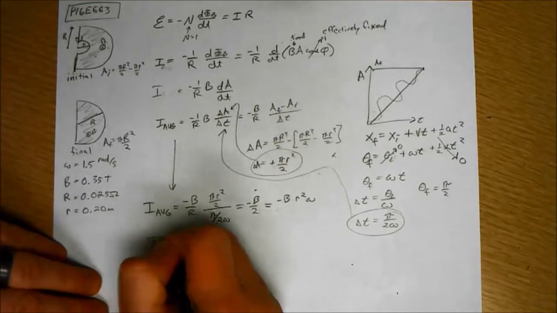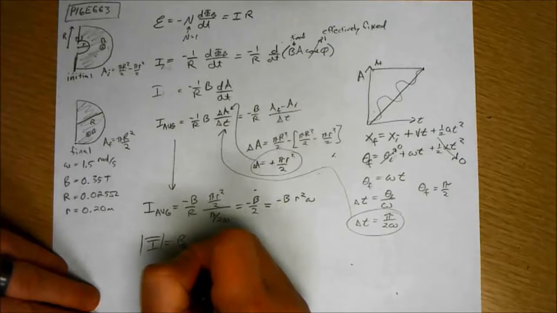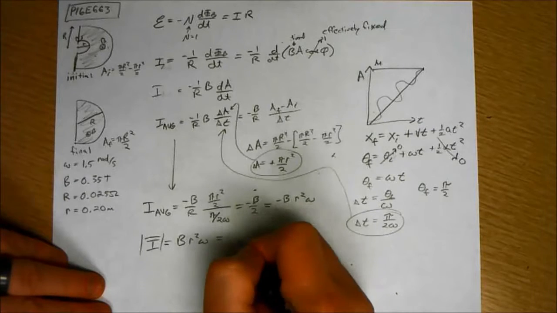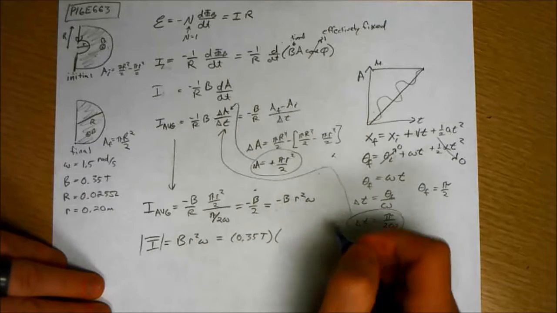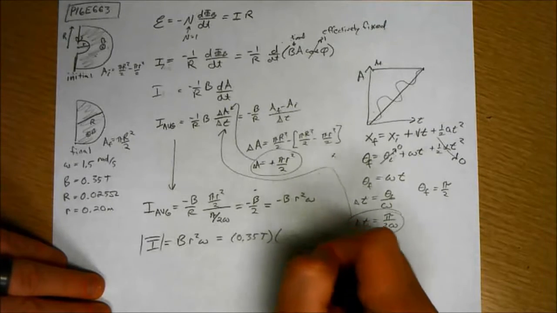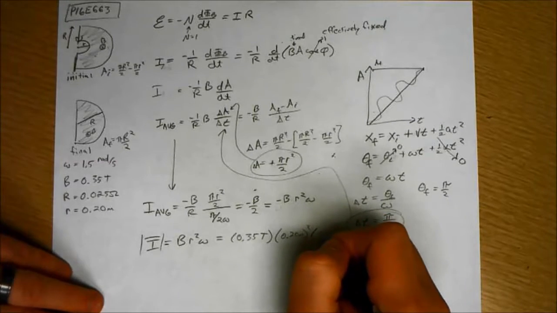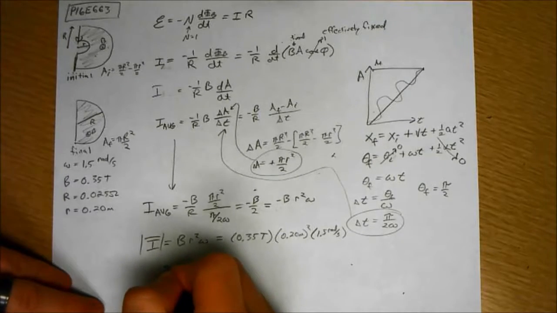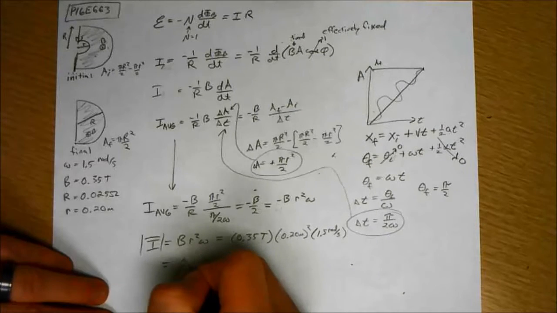So the bar can mean average, and if I just want to get the absolute value of it, I don't care about the direction, it would be B r squared omega. So this equals 0.35 Tesla times r squared, which is 0.20 meters, times omega, which is 1.5 rads per second. Do the math and you end up with, what is that, about 0.84? 0.84.